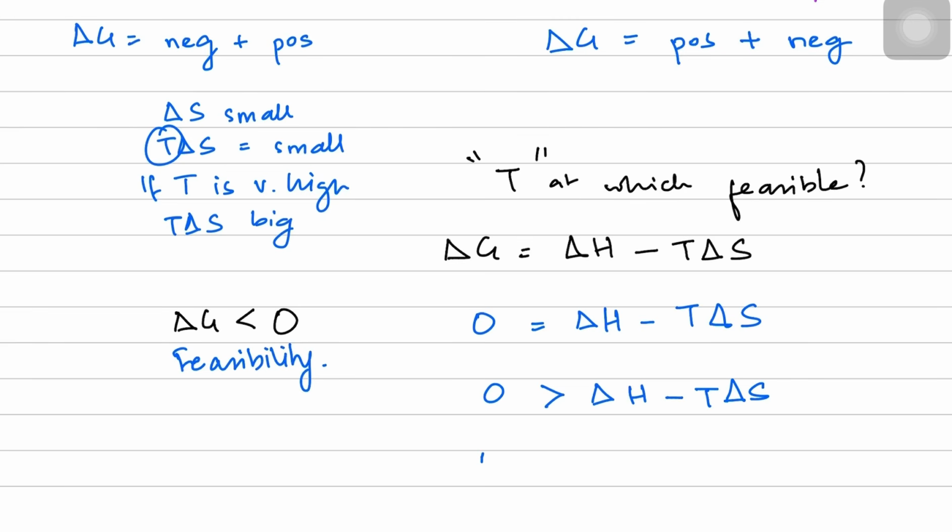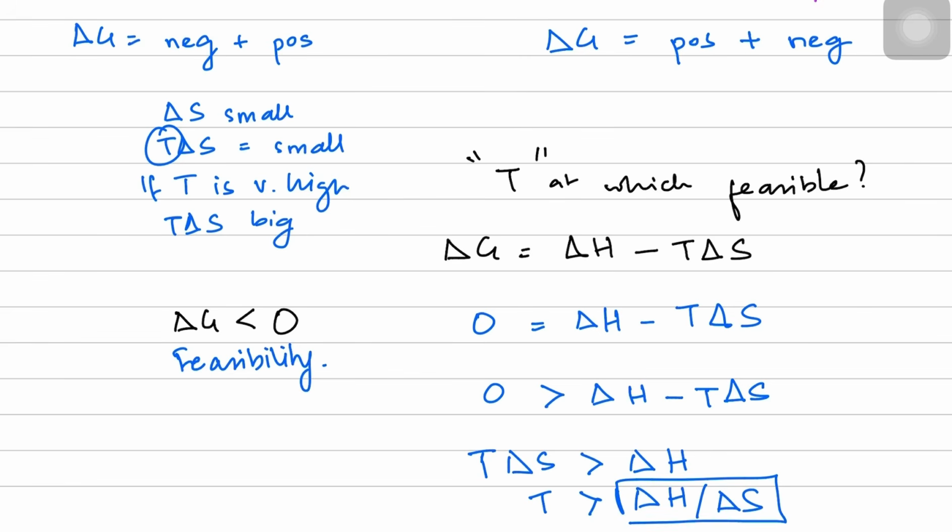You can do it: T delta S is more than delta H, and then you solve it like T is more than delta H divided by delta S. You can solve this fraction to find that the temperature should be more than this fraction, and in that case you will find the temperature. So you can just take the ratio of delta H over delta S, and this ratio should be smaller than the temperature. So you can just predict the temperature by using this calculation.